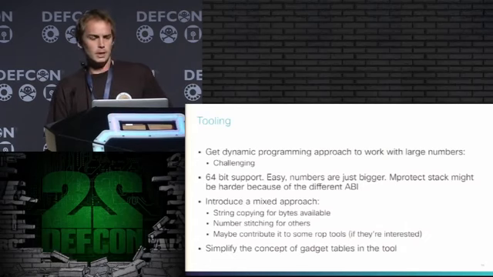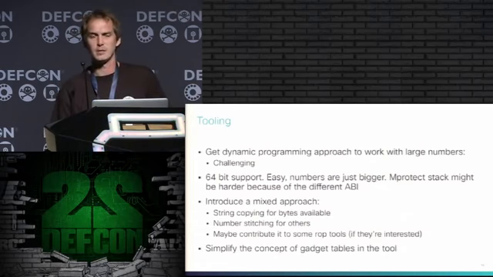ROPgadget can generate a payload once it's got everything from a string. But maybe try and automate finding the missing bytes using this technique, which means you'd have a proper, real automatic payload generation. That's obviously if they're interested. I'd also like to introduce in the tool the concept of gadget tables and introducing random bytes at random addresses.